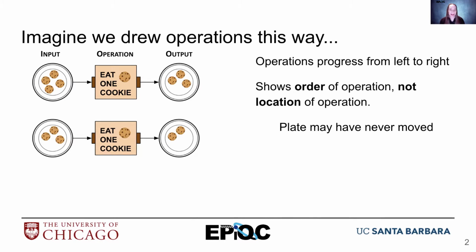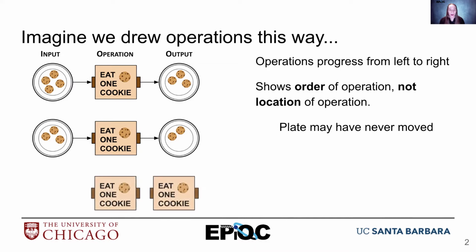One is that you can see operations progressing from left to right. That is merely the order of operation. It doesn't mean that this plate moved through a box, a cookie was eaten inside the box, and then it emerged on the other side. This is just an abstract representation that tells you that you started with 4 cookies and then the eat one cookie operation was applied and then the result was 3 cookies.